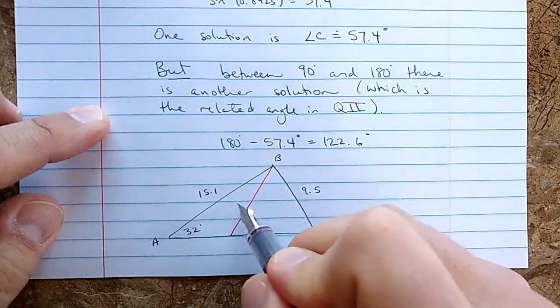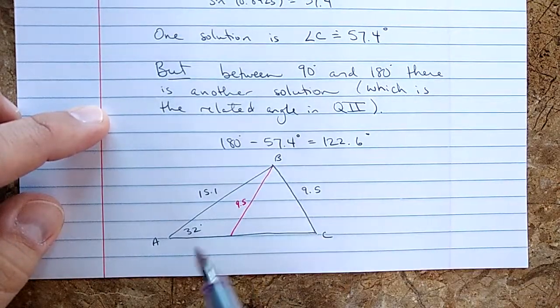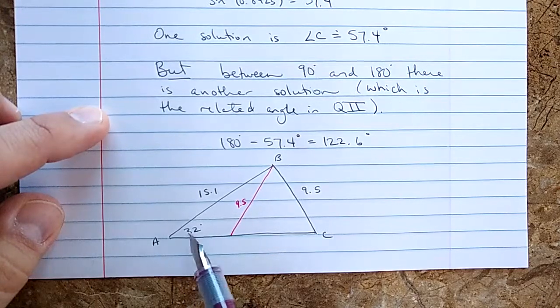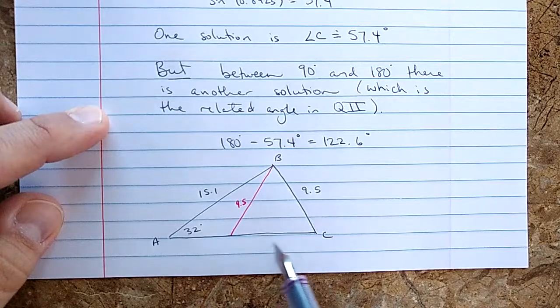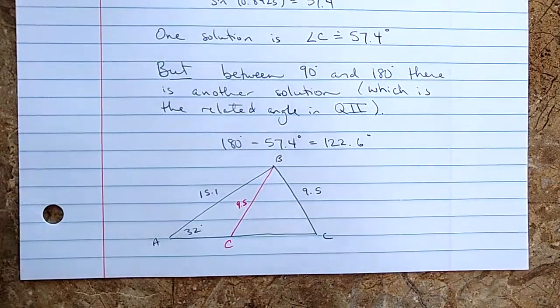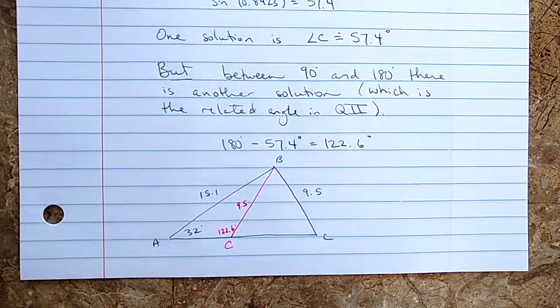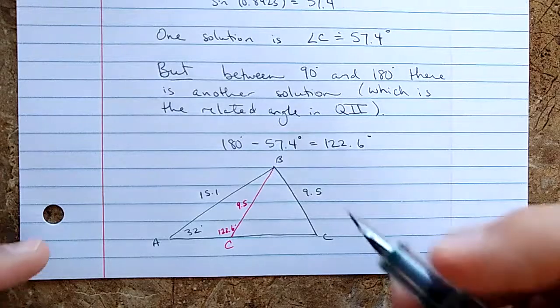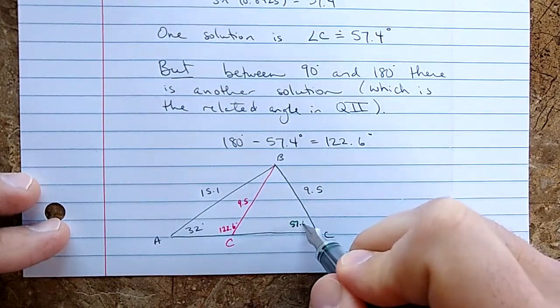Same length, still 9.5, and everything else has stayed the same. This is still 32, this is still 15.1. I've just drawn this differently with a shorter side length AC. This is like a different version of where C could be in the diagram. And this would give me the obtuse angle 122.6. The other angle that we figured out, the acute one, was 57.4.